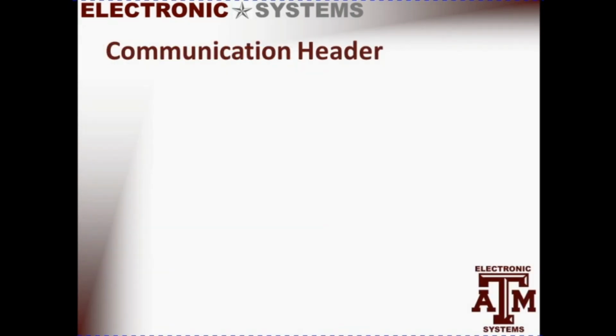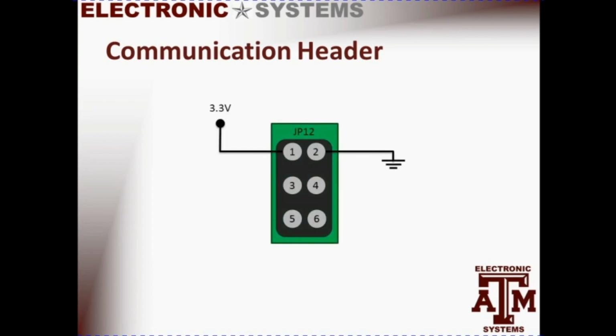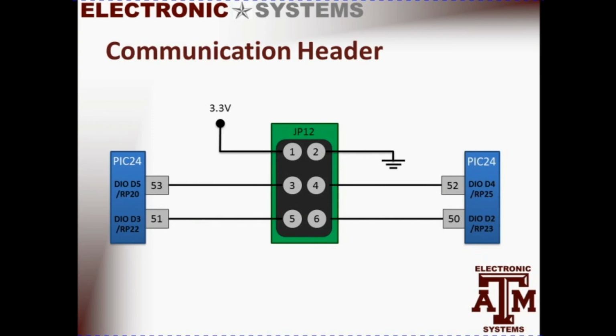The Nesi board also has the ability to accommodate external devices through various serial communications protocols. At JP12, we have the ability to provide 3.3 volts and ground reference to the external device should it be necessary. In addition to the power, we have 4 data pins that can be configured through the PIC24 to accommodate a large number of different communications protocols.